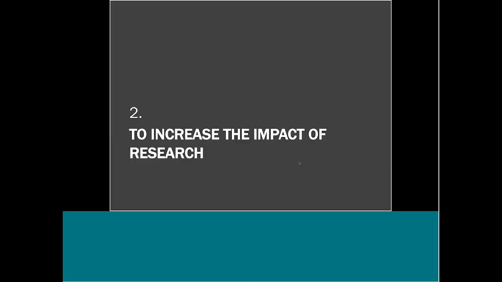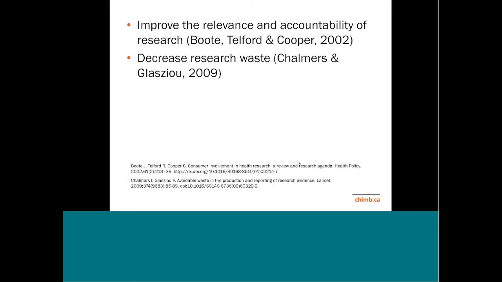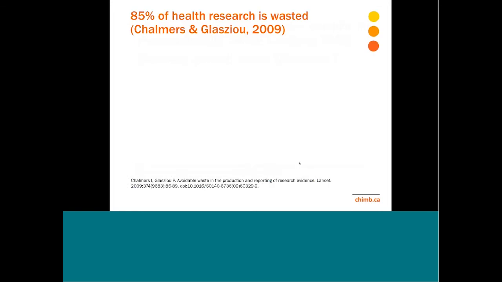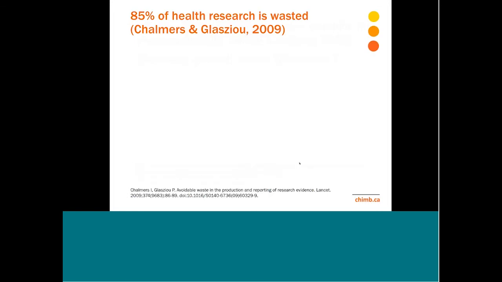The second main reason to engage patients and the public in health research priority setting that I've come across is about increasing the impact of research. This includes increasing the relevance and accountability of research, but also decreasing research waste. Most notably, in a study published in, I think it was 2009, Ian Chalmers and colleagues estimated that 85% of health research is wasted.